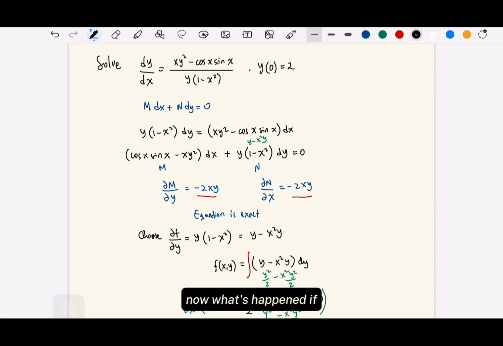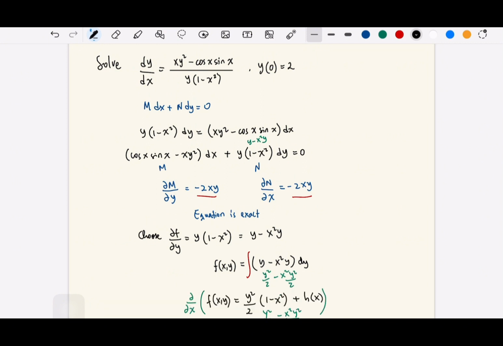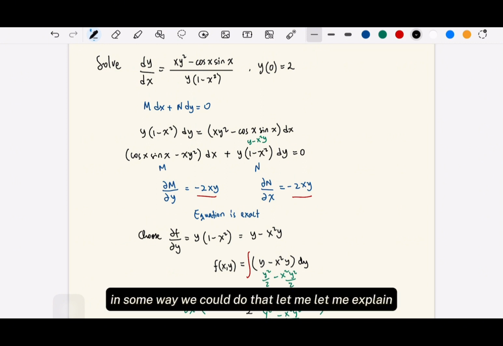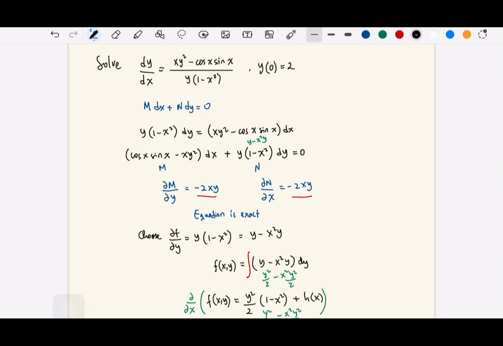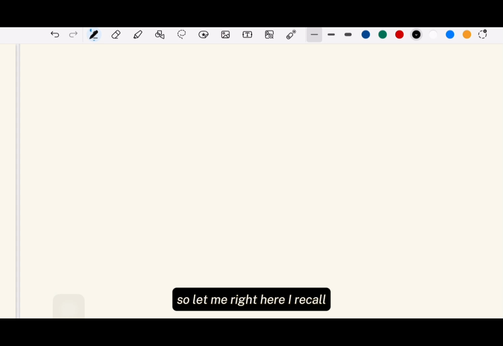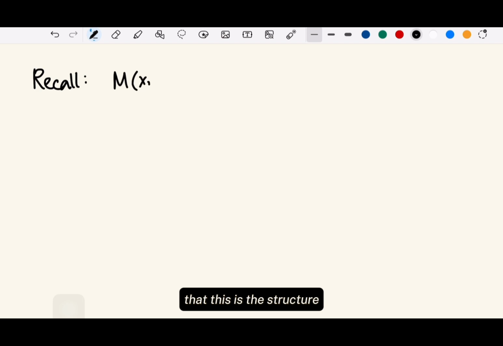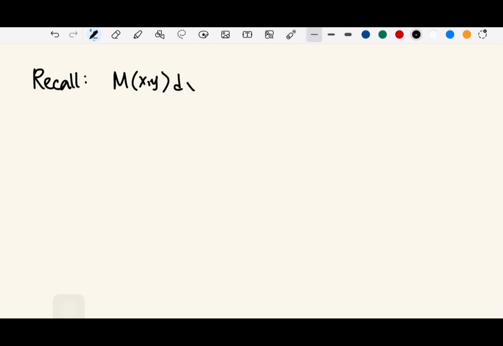Now what happens if we have an equation that is not exact, but we would like to try forcing it to be exact? In some way, we could do that. Okay, let me explain. So let me write here. Recall that this is the structure of our exact equation.